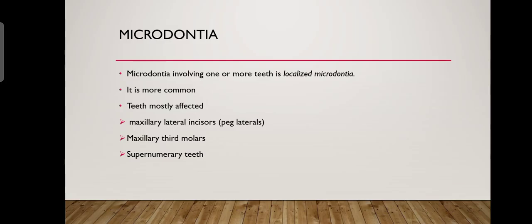However, maxillary and mandibular second premolars, which are often congenitally absent, rarely exhibit microdontia. Supernumerary teeth are commonly smaller than normal, and their crowns are also often conical.